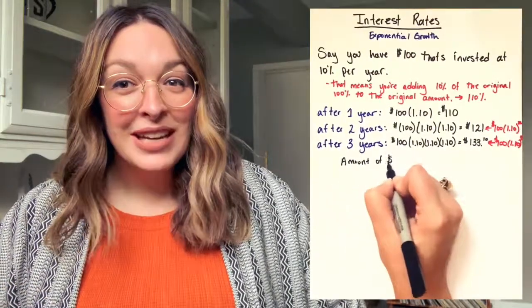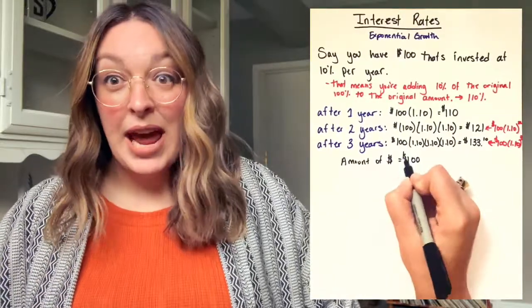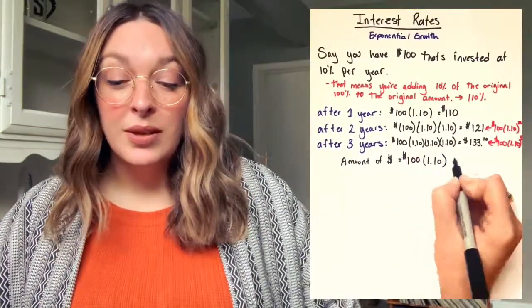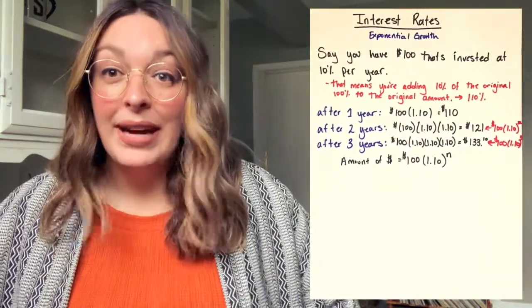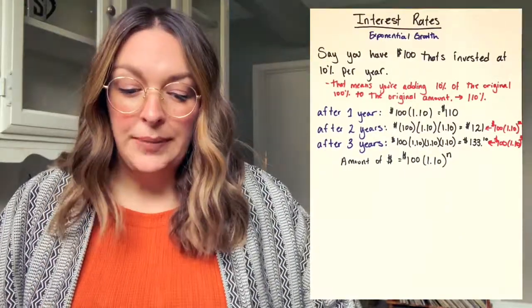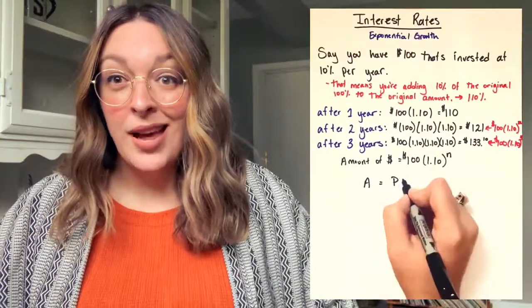So that's how we're going to get our formula, because really the amount of money that you have after n years is just $100 times 1.10 to the power of however many years you have. We'll call that n. Okay? So that brings us to our general formula, and that's this. A = P(1 + i)^n.